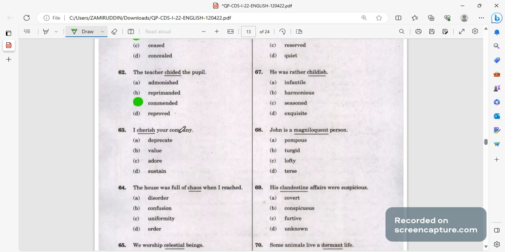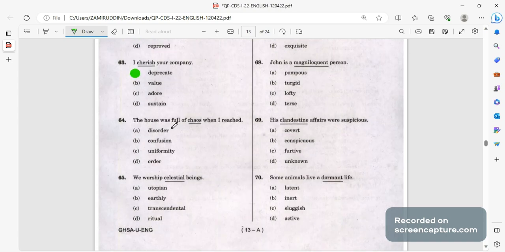I cherish your company. Cherish मतलब उससे अच्छा लगता है. He appreciates. Deprecate will be the right answer. The house was full of chaos, confusion, पूरा disorder के साथ था. So the order will be the right answer. We worship celestial beings. Celestial मतलब पूरा ही जो अर्थ जैसा नहीं हो, celestial bodies जो हमारे यूनिवर्स में जो प्लैनेट्स हैं वैसे हो. So earthly will be the right answer.